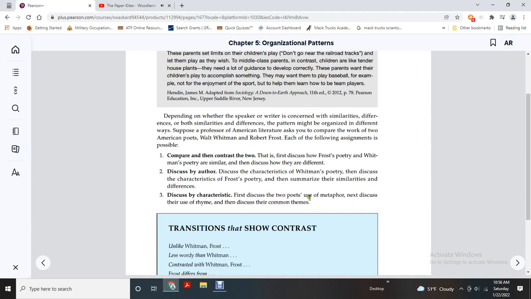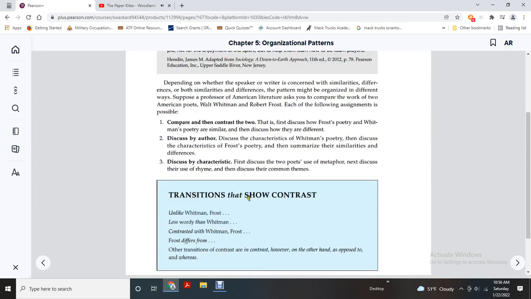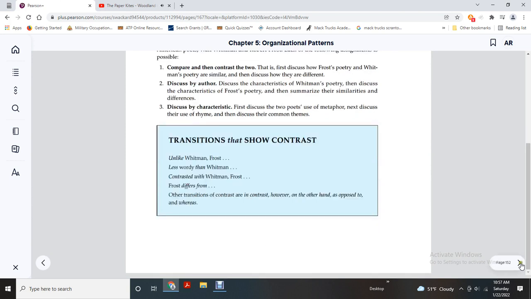Discuss by characteristics: first discuss the two poets' use of metaphor, next the use of rhyme, and then the common themes. Transitions that show contrast: unlike Whitman, Frost is less wordy than Whitman; contrasted with Whitman, Frost differs from Whitman. Other transitions of contrast are in contrast, however, on the other hand, as opposed to, and whereas. The transition words that show contrast are unlike, less than, contrasted with, differs from, in contrast, however, on the other hand, as opposed to, whereas.